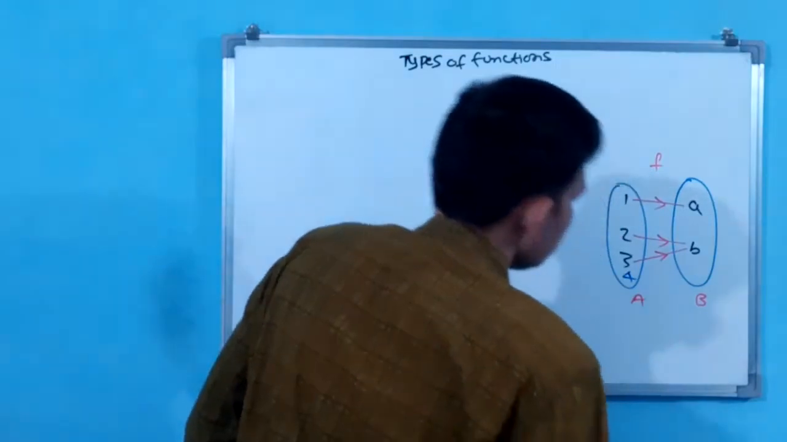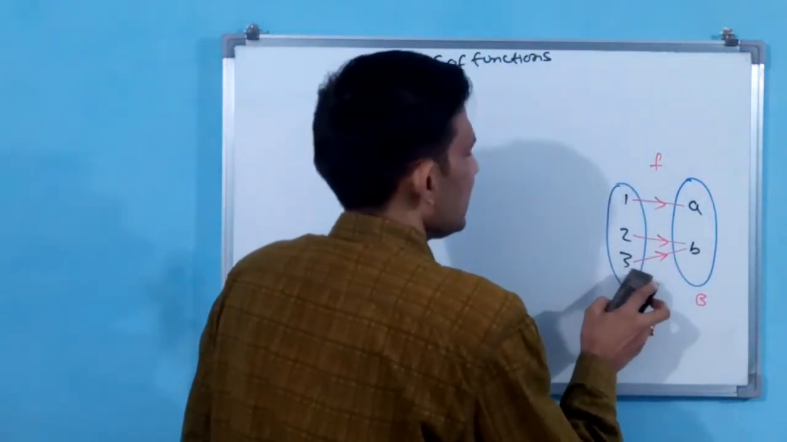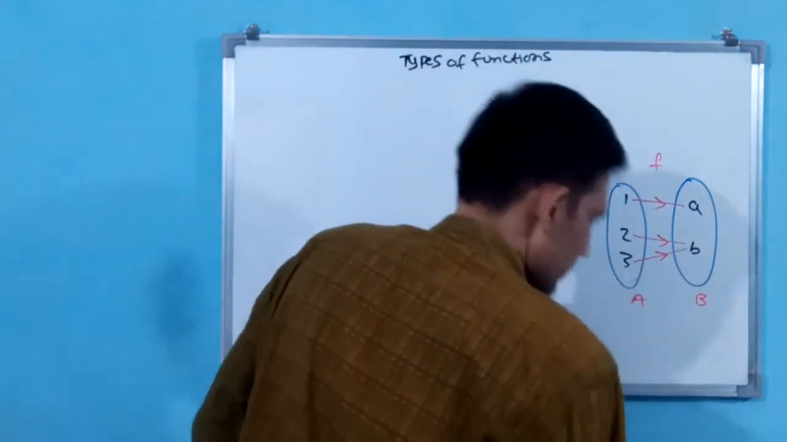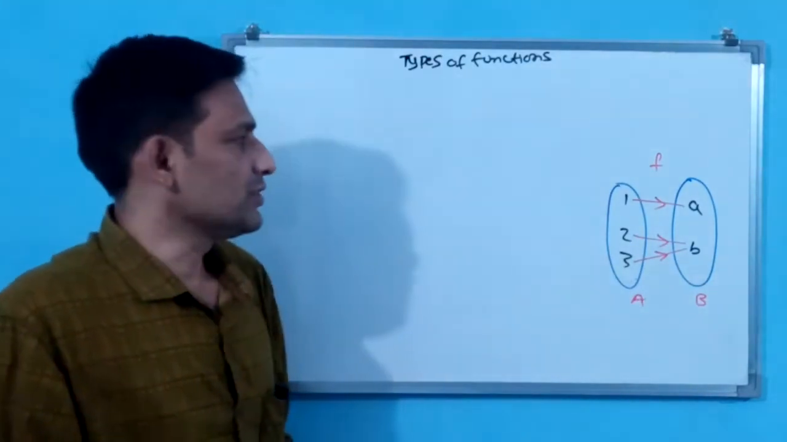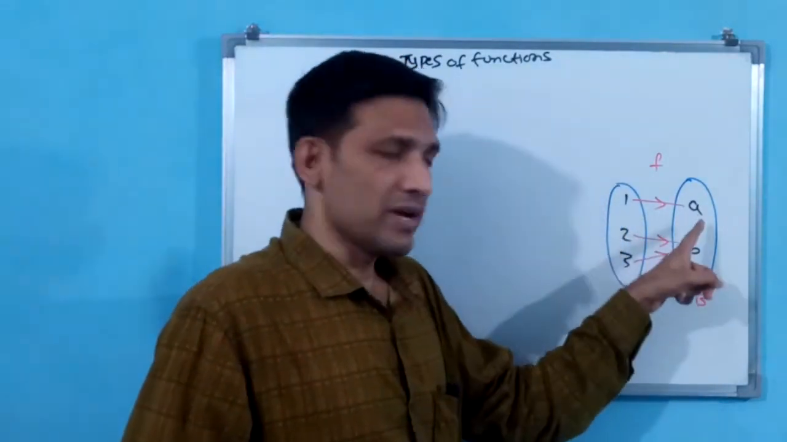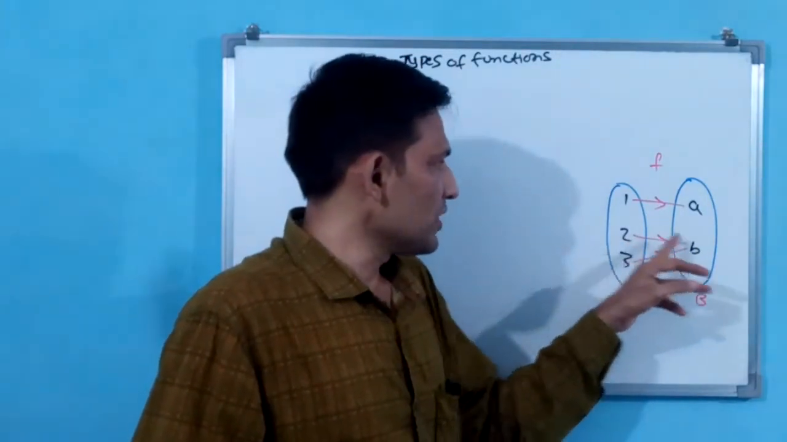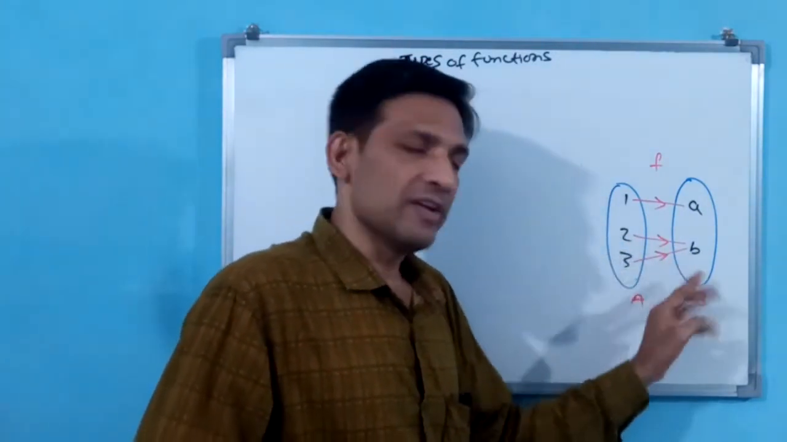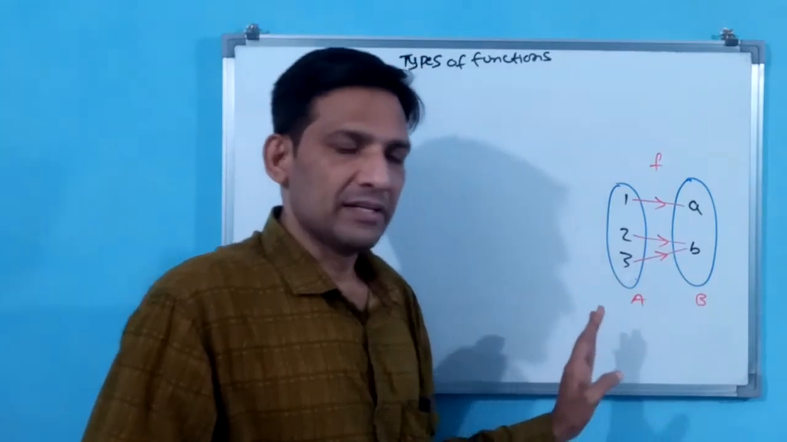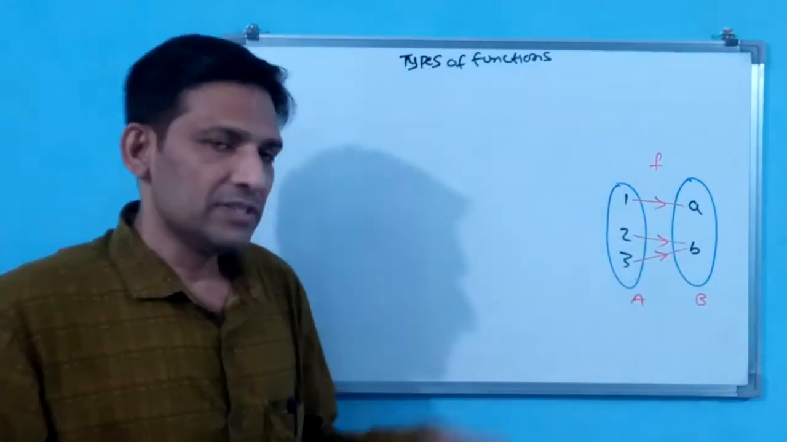Now let me see. Now I have removed this 4. Now this is a function. Why? Because each and every element is having an image in set B, and only one image it is having. See here, 2 is having one image B, 3 is having one image B. This can be written. Now this is a function.